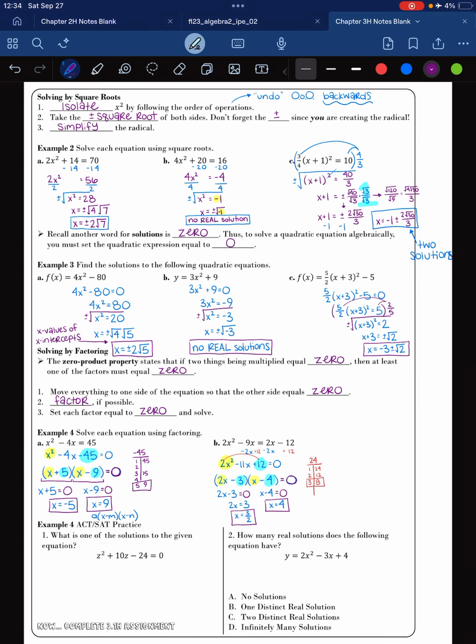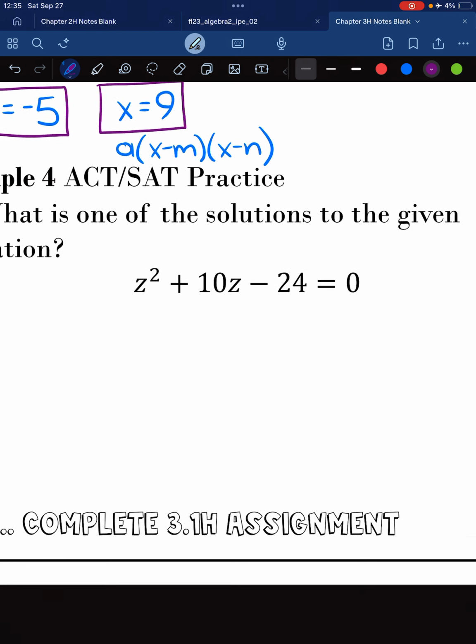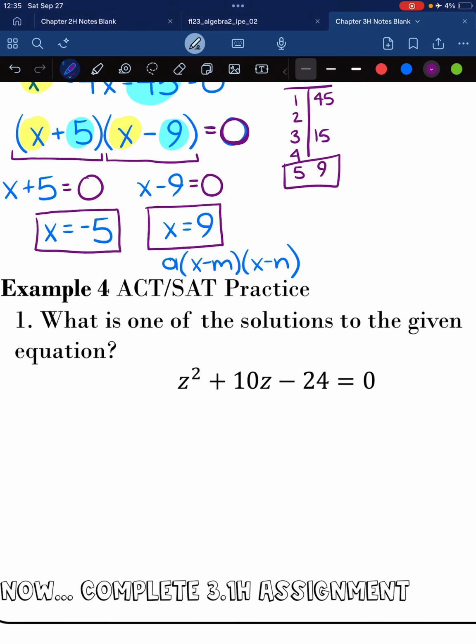Alrighty, SAT practice for free. What is one of the solutions to the given equation? So this is an interesting SAT problem where it's a free response and there are actually 2 acceptable answers. You can do this quickly by graphing and looking at the zeros. I have absolutely no problem with that. Honestly, for me though, it is faster for me to factor this than it is for me to graph.